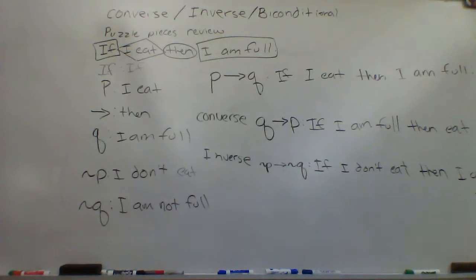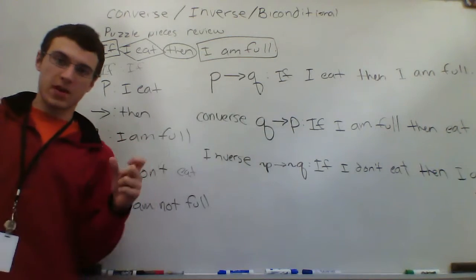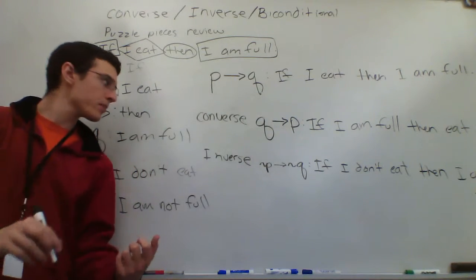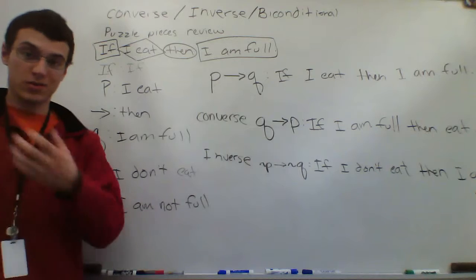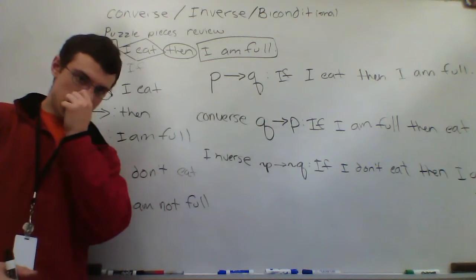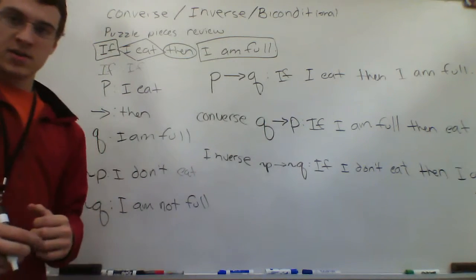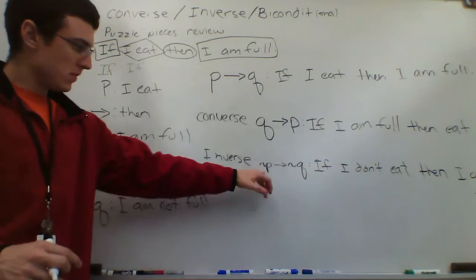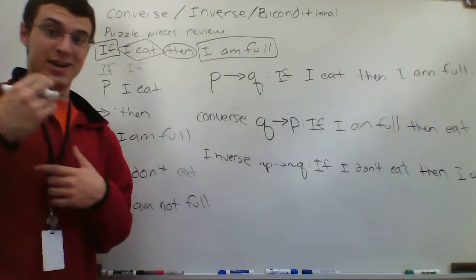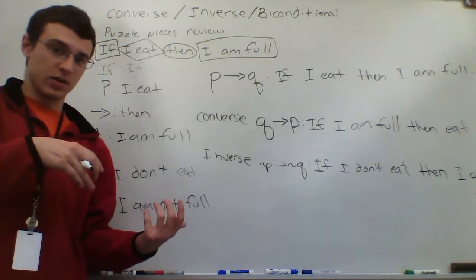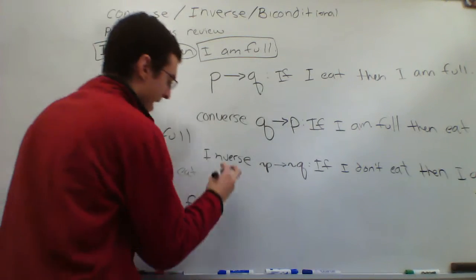So now we have our original conditional statement up here, P to Q. We have our converse statement, the switcheroo, Q to P. We have our inverse statement, our negation, squiggly P to squiggly Q, or negated hypothesis to negated conclusion. And finally, we have our biconditional statement.